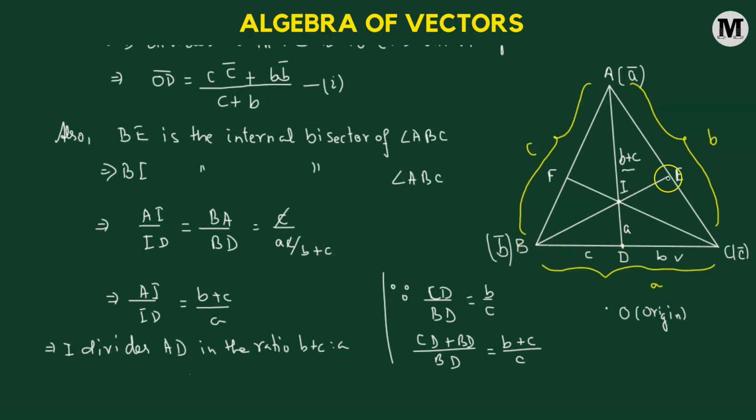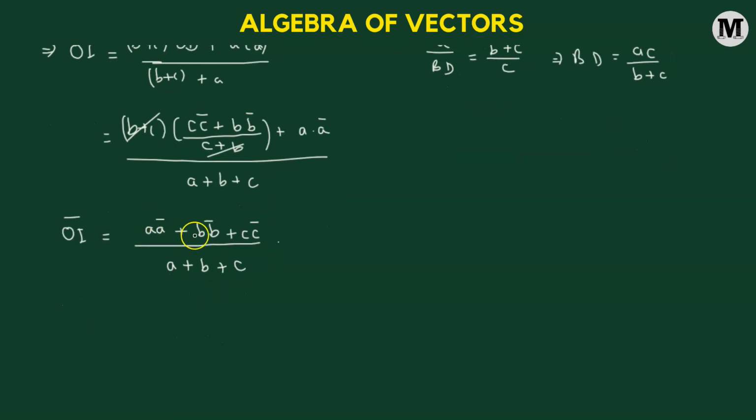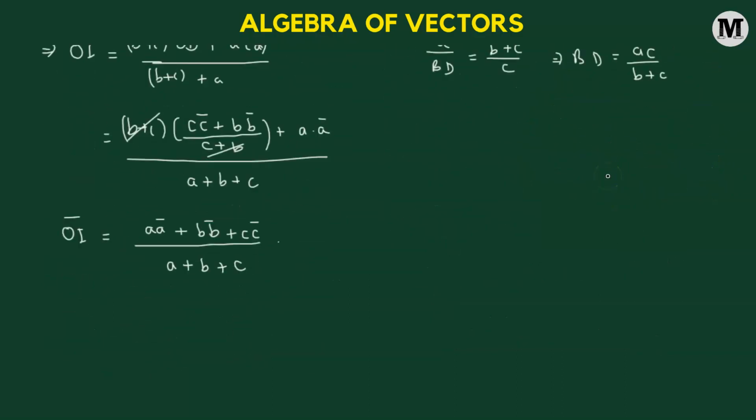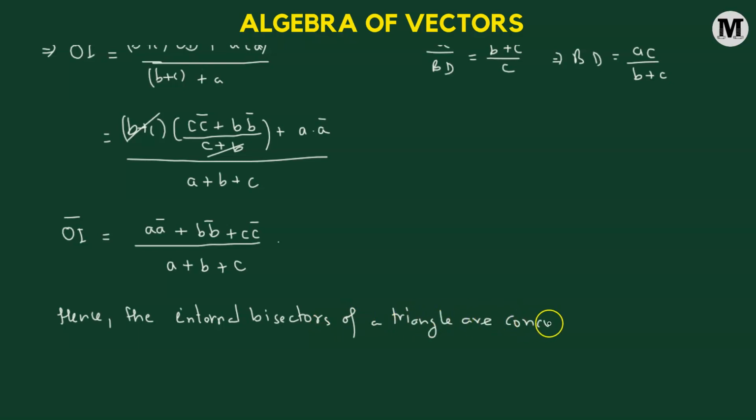Similarly, if we consider BE, the internal bisector of angle ABC, we can still see that the position vector of I comes out to be A times A vector plus B times B vector plus C times C vector divided by A plus B plus C. And also, if we consider the angle bisector of angle C, that is CF, that's also going to give us the same result. That I'll be leaving as an exercise for you to try out. So hence we can say that the internal bisectors of a triangle are concurrent. That means they meet at the same point. So this proves the problem.